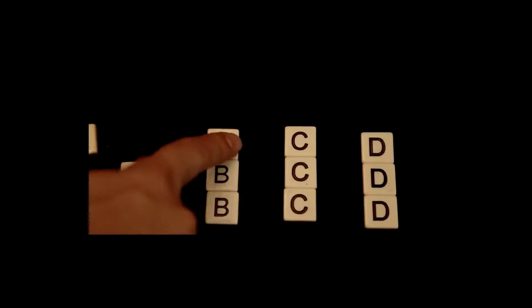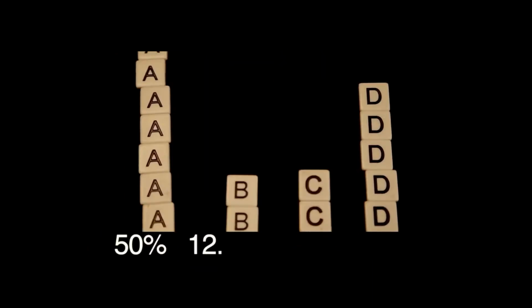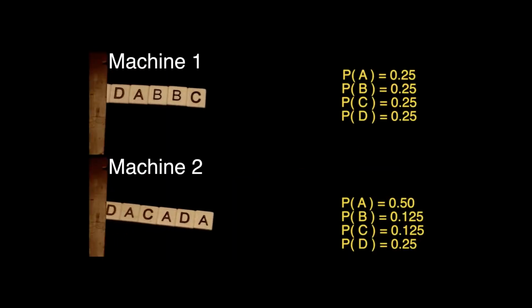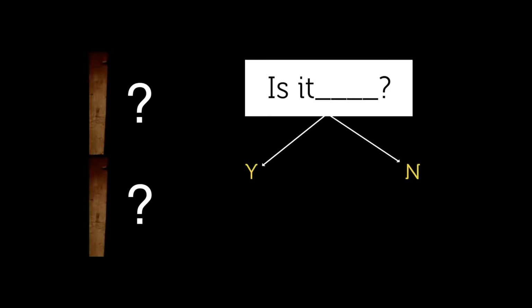Imagine two machines. They both output messages from an alphabet of A, B, C, or D. Machine 1 generates each symbol randomly. They all occur 25% of the time. While machine 2 generates symbols according to the following probabilities. Now, which machine is producing more information? Claude Shannon cleverly rephrased the question. If you had to predict the next symbol from each machine, what is the minimum number of yes or no questions you would expect to ask?